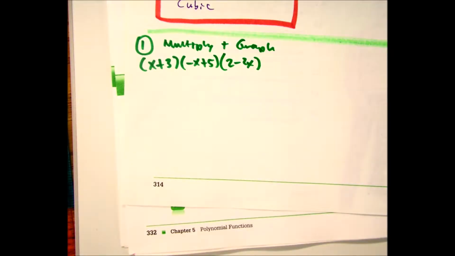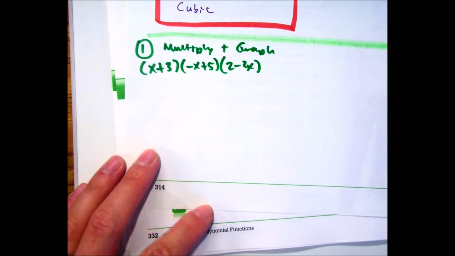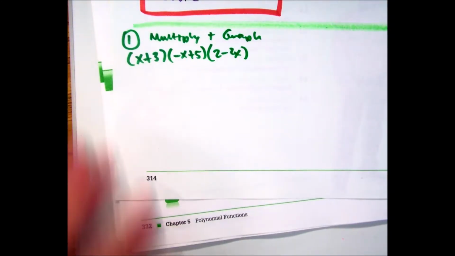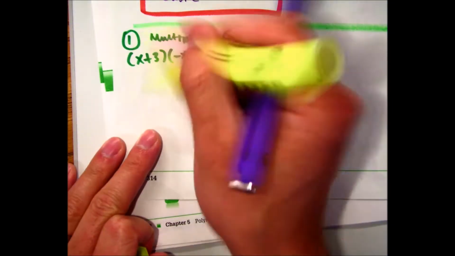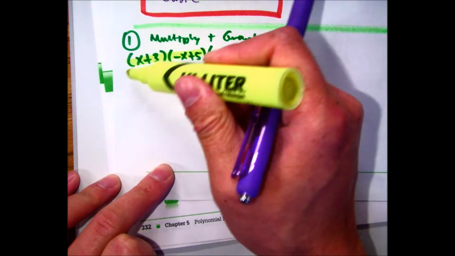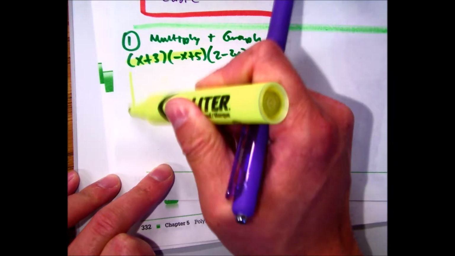Alright, I'm going to show you guys how to multiply this and actually graph it by hand. First thing we're going to do, we're just going to multiply. So I'm just going to multiply the first two. Doesn't matter what order you do them in. And you can even save space by just putting a box underneath the first one.